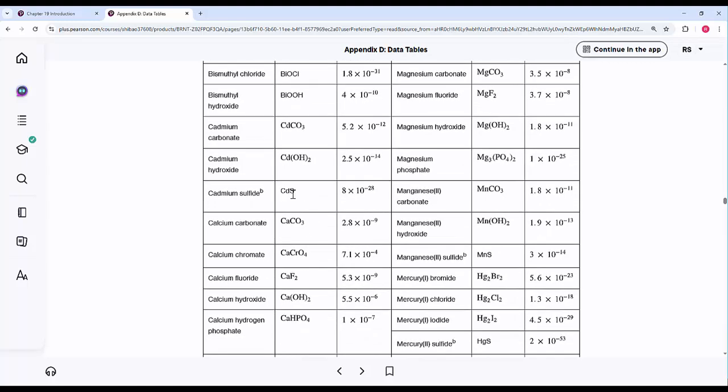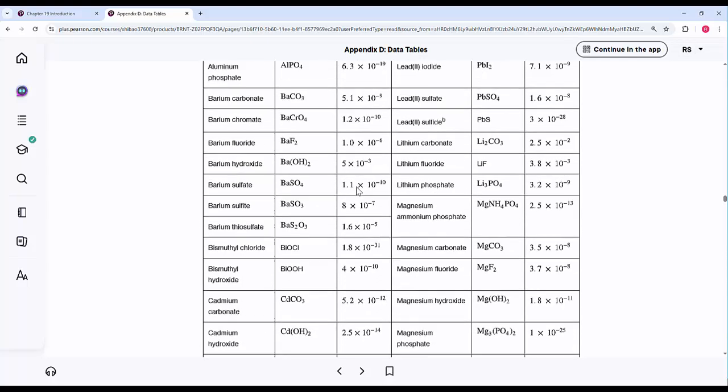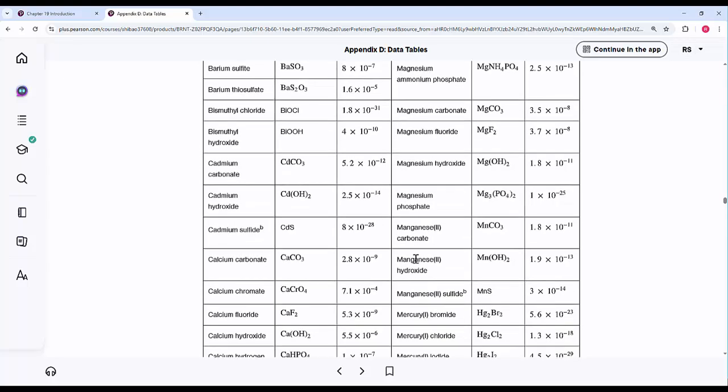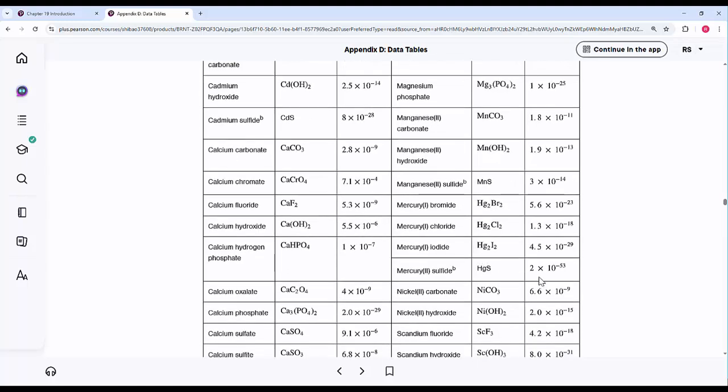Sulfides are typically insoluble except for group 1, group 2, and ammonium, so sulfides are quite insoluble here. So far the smallest Ksp we've seen is 10 to the minus 33, and the largest so far is 10 to the minus 2. However, there are even smaller ones, like sulfides, which I mentioned are quite insoluble. Mercury(II) sulfide is 10 to the minus 53, which is very insoluble.